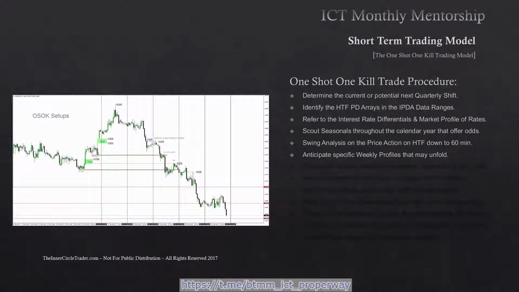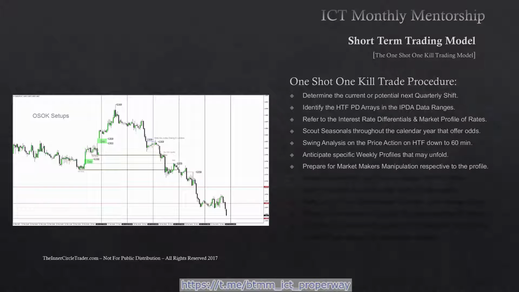We're going to anticipate specific weekly profiles that may unfold. Based on our analysis, if we're looking for lower prices, as we're going to justify in this teaching, we're going to be looking for specific market templates, if you will, that allow bearish ideas. So the first thing you would look for is the Monday high of the week, Tuesday high of the week, Wednesday reversal, those types of scenarios.